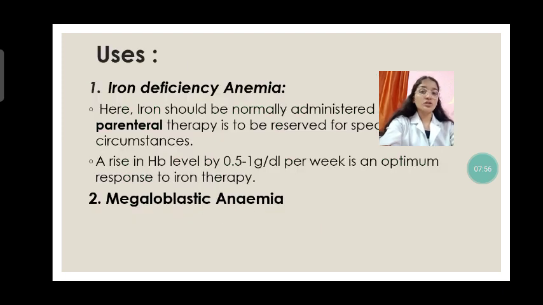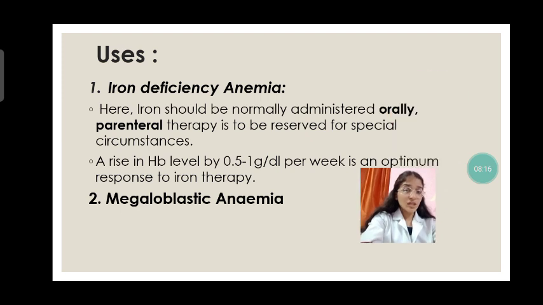Now, let's look at uses of these iron preparations. It has two uses. It is used in iron deficiency anemia and megaloblastic anemia. Iron deficiency anemia is one of the most common anemias which occurs in developing countries like India. Here, first the cause of iron deficiency needs to be found out, and then iron should normally be administered orally. Parenteral therapy is to be reserved for special circumstances only. A rise in hemoglobin level by 0.5 to 1 gram per dl per week is an optimum response to iron therapy. The second is megaloblastic anemia, which occurs due to deficiency of vitamin B12 or folic acid.